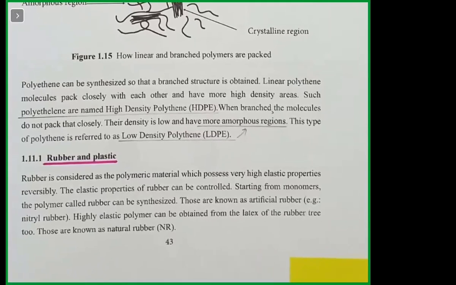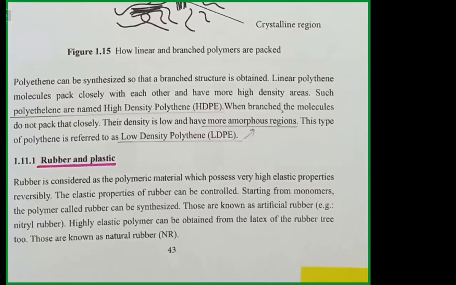Polythene can be synthesized so that a branch structure is obtained. Linear polythene molecules stack closely with each other and have more high density area. Such polythenes are named high density polythene, HDPE. When branched, the molecules do not pack that closely. Their density is low and they have more amorphous regions. This type of polythene is referred to as low density polythene.